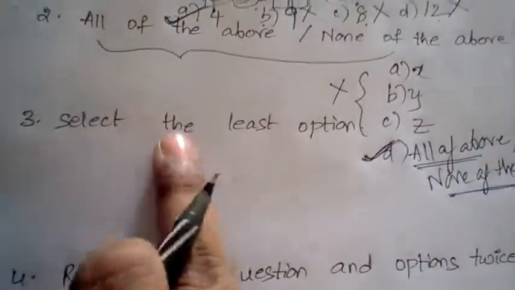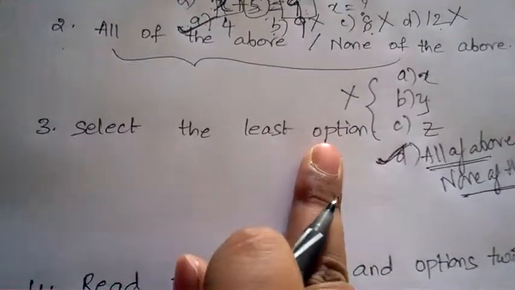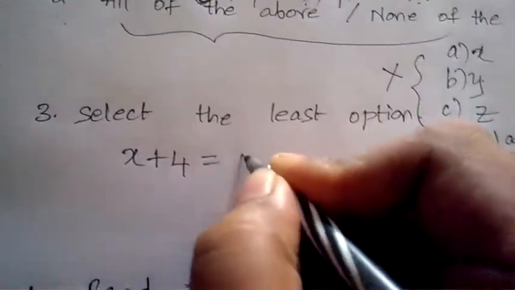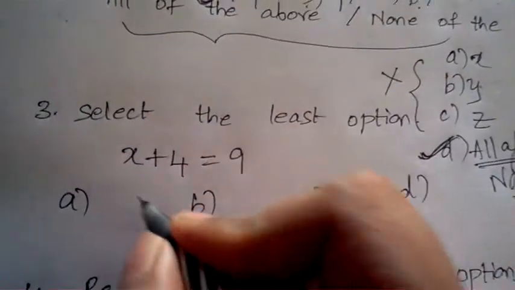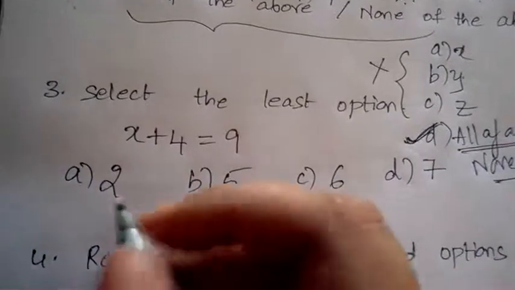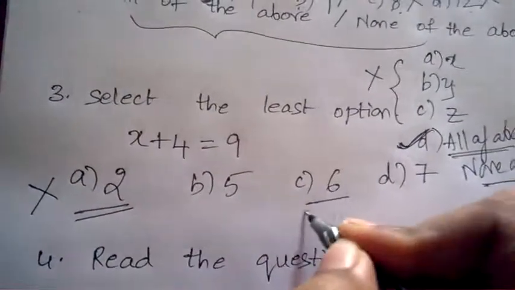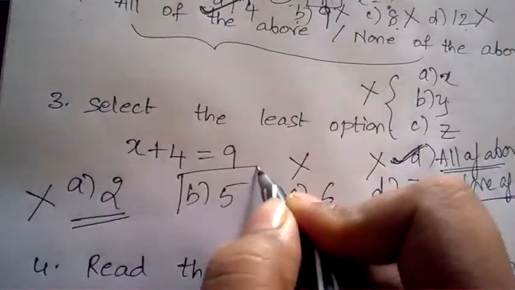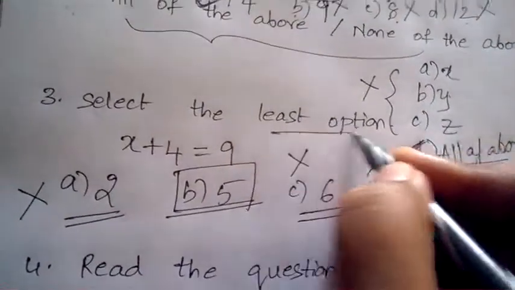Next, select the least option, okay? I'll explain what this is. Select the least option means, when a question is given like this, okay. The chances of 2 as the answer is 0. The chances of 6 as the answer is 0. The chances of 7 as the answer is 0. And the chances of this answer being wrong is 0, because it is the least option.